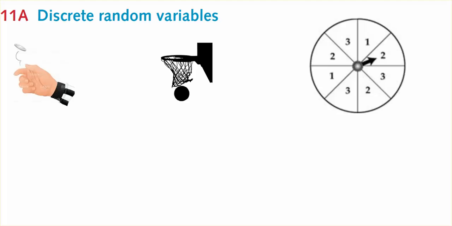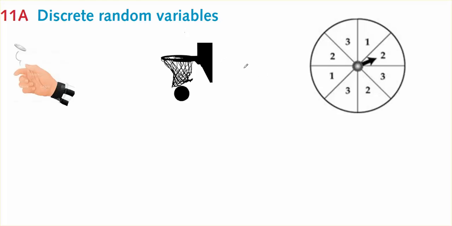This is for Year 11 Methods. It comes out of Chapter 11 and it's a discussion about what discrete random variables are. Discrete random variables is a probability distribution where we consider the values that a particular random variable could take. I'll demonstrate it with three different examples.